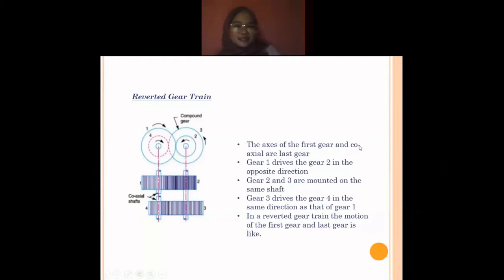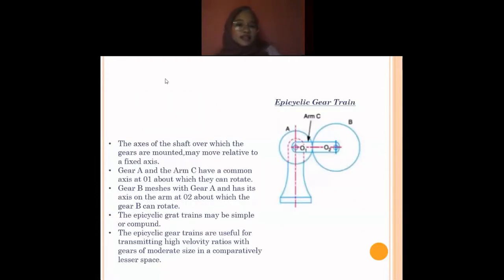Okay, lastly is epicyclic gear train. The axes of the shafts over which the gears are mounted may move relative to the fixed axes. Gear A and the arm C have a common axis at O1 about which they can rotate. Gear B meshes with gear A and has its axis on the arm at O2 about which gear B can rotate. The epicyclic train may be simple or compound.